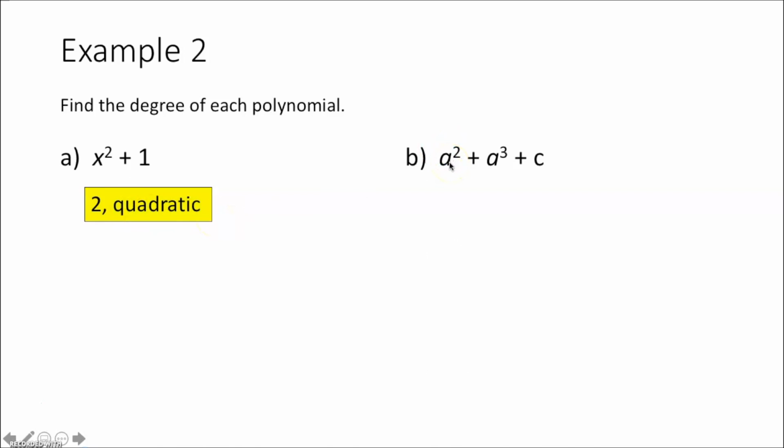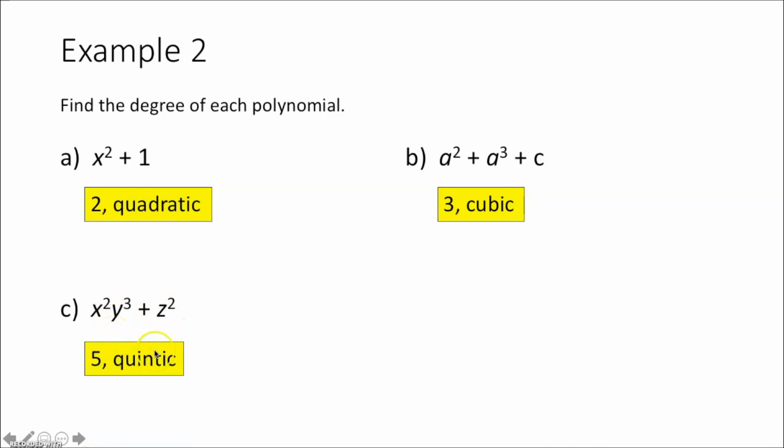Here, we look for the term with the greatest degree. That would be this one right here, degree 3. So this would be a 3rd degree trinomial, which is a cubic trinomial. Here, we look for the term with the greatest degree. This one's 2. This one is technically 2 plus 3, which would be 5. So this is a 5th degree binomial, or a quintic binomial.